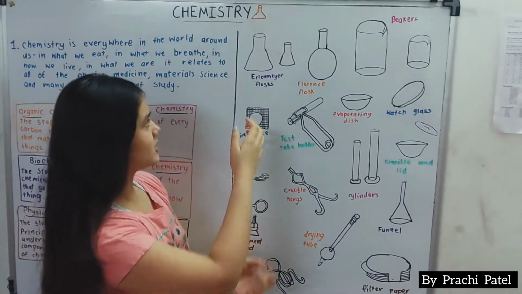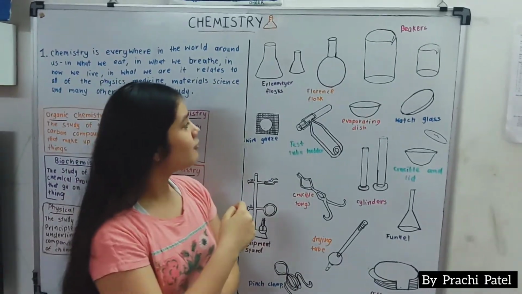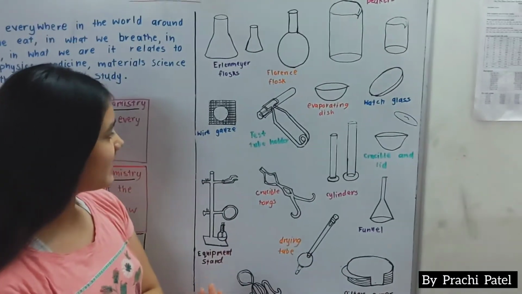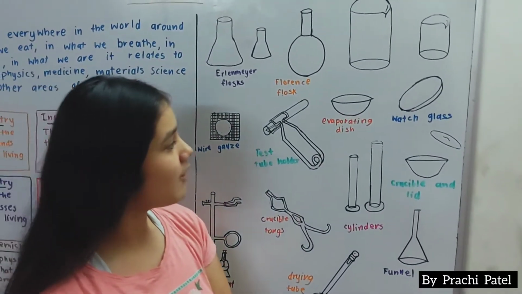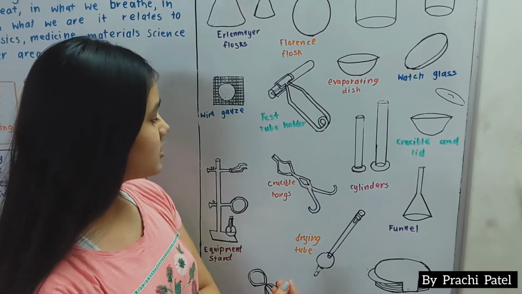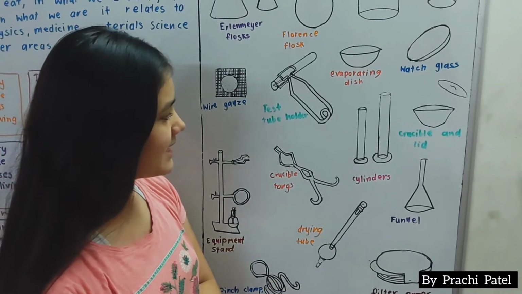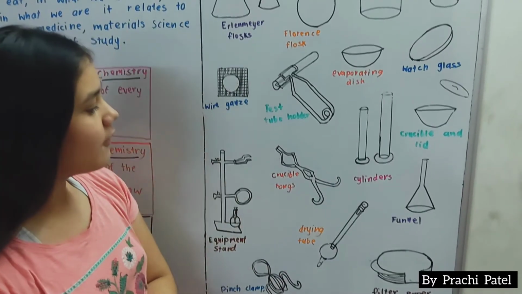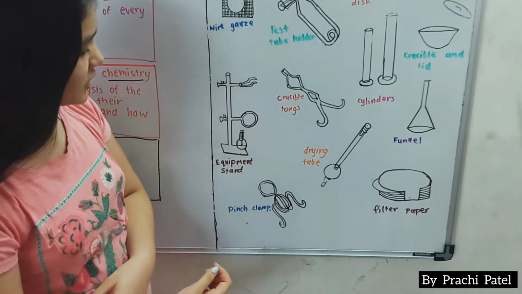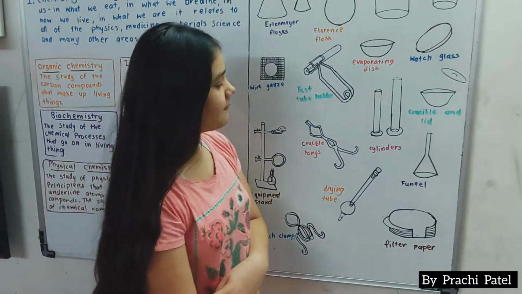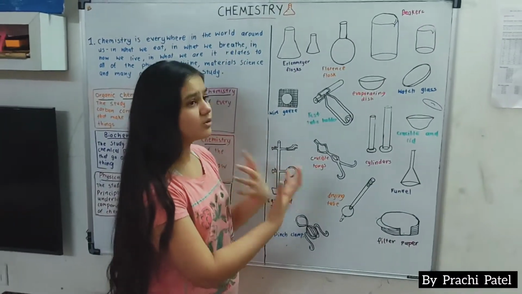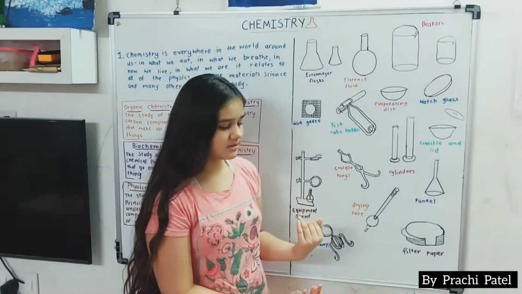Aluminum flask, right over here. Florence flask, beakers, wire gauze, test tube holder, evaporating dish, watch glass, cylinders, dying tube, equipment stand, pinch clamp, filter paper and funnel. So these are the tools that are used in chemistry.